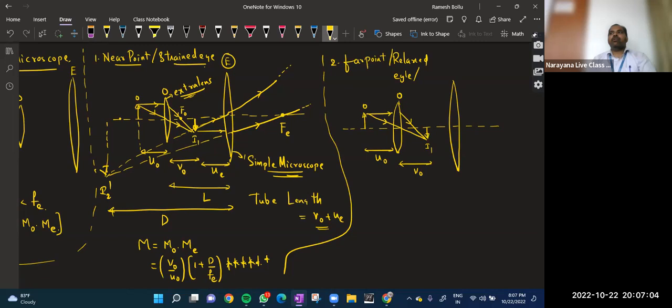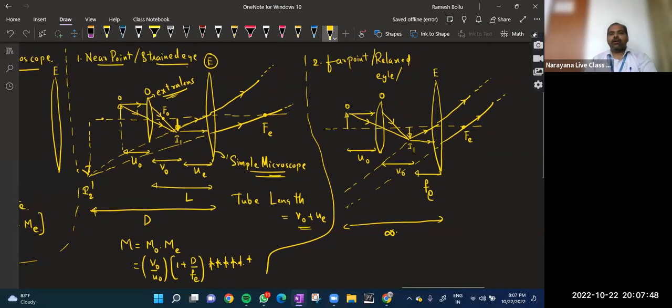This image I1 is acting like an object for the convex lens, na? The eye lens, no? Compulsorily, where do I have to place this I1? At the focal point of the eye lens, na? Say yes or no? Then only the final image will be formed at infinity. One parallel ray of light is falling. How will it go? Through the focal point. And one ray of light falling at this optic center goes straight only. Correct or not? So where will the final image form? Respond, friends. Infinity only, no?